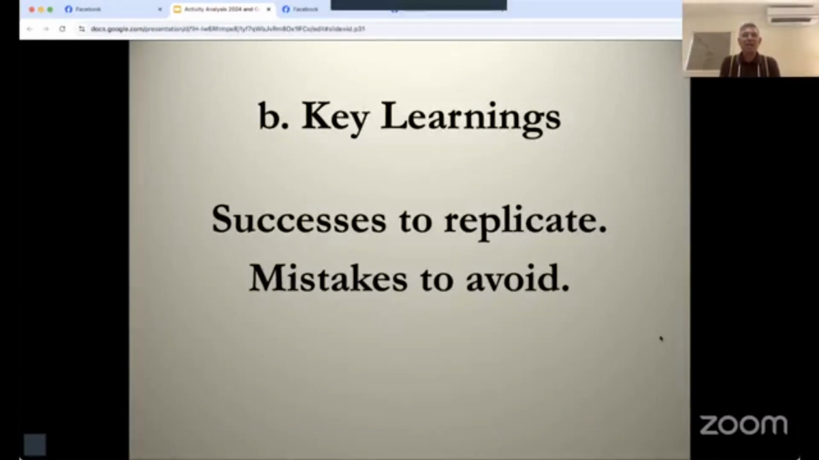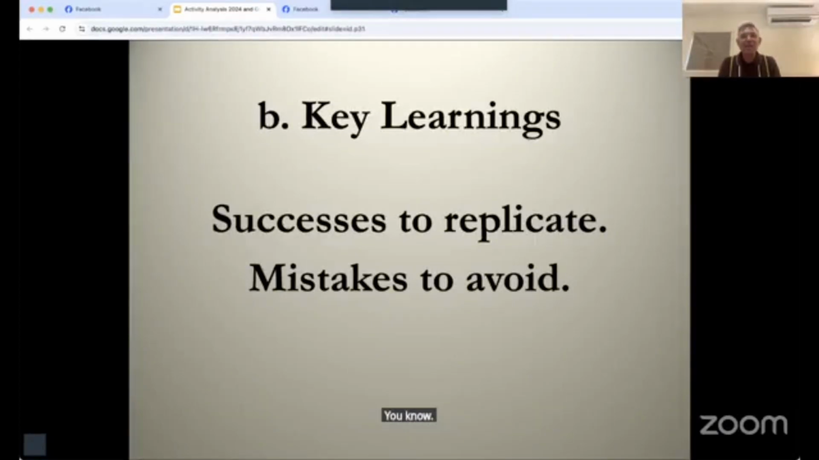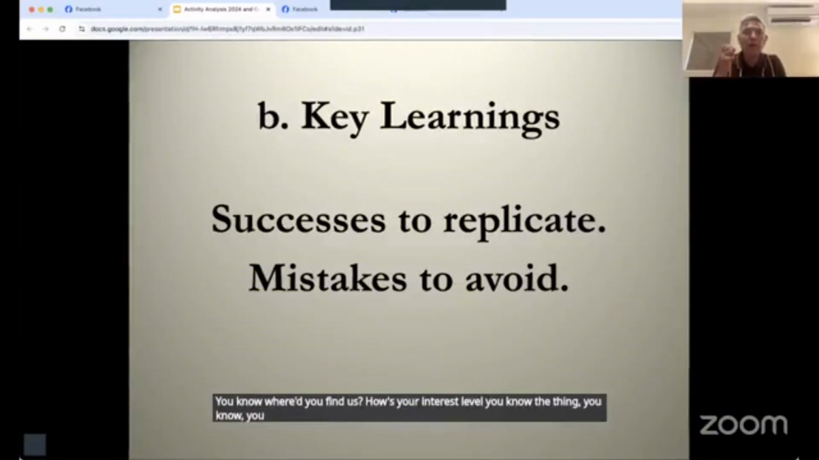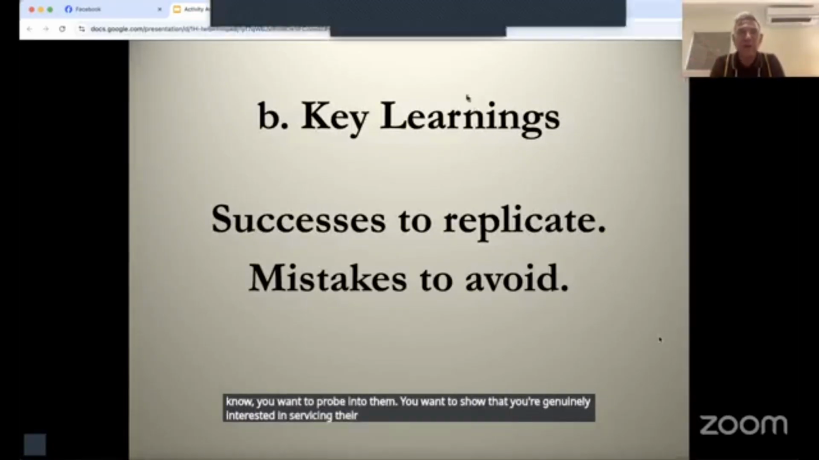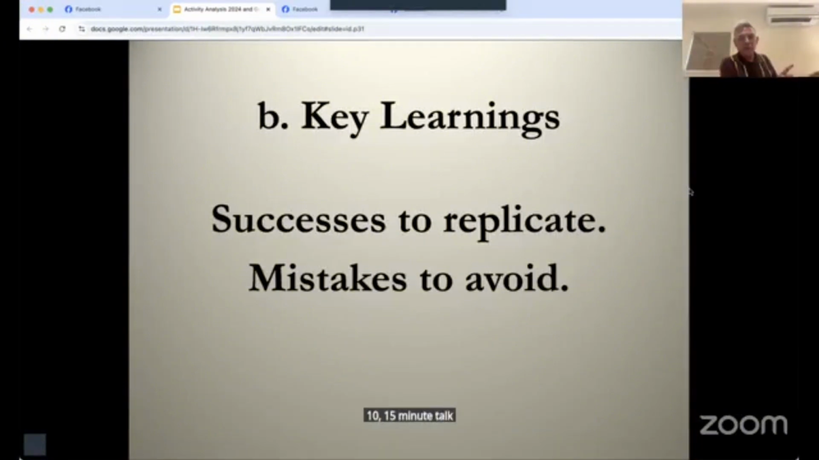Get that rapport. Because some, when they arrive, "Hi, Mr. Santos, here's the property," they go in right away. No rapport. You've got to dig in. Where have you been? How long did it take you? Where did you come from? Where did you find us? How's your interest level? Those things, you want to probe into them. You want to show that you're genuinely interested in servicing their needs. But you have to realize, what are their needs? And it's through probing, and through this 10, 15-minute talk before you even show the property.